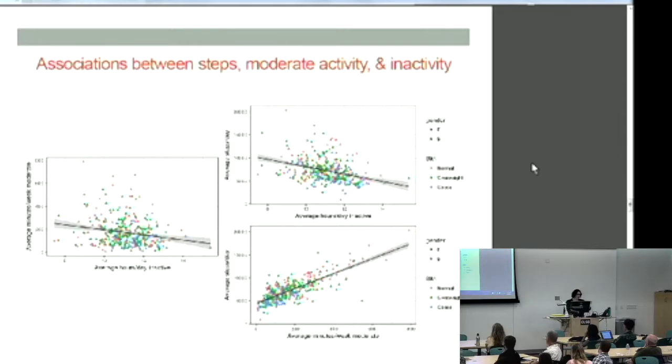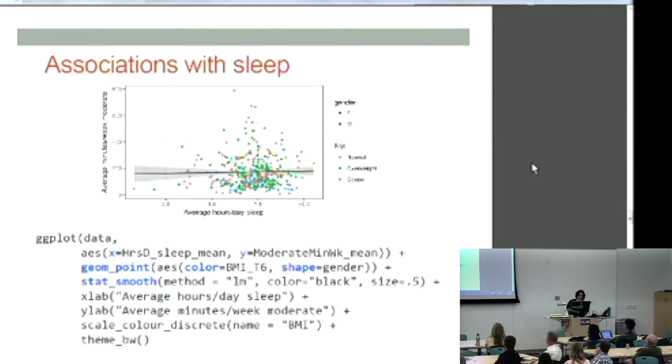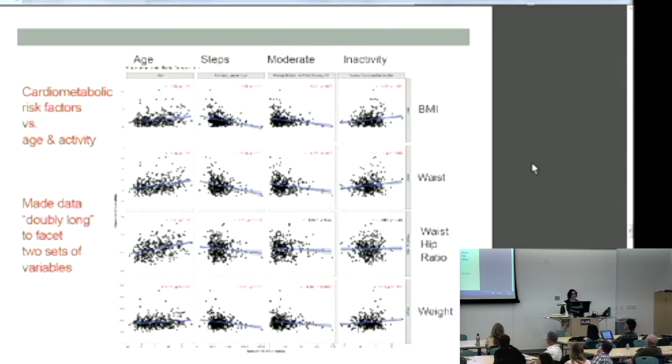ggplot let me do that. I could put different symbols, I can put different colors. Here's one with sleep. You can see there's not much relationship between sleep and moderate activity. Studying the sleep data was a whole separate project that I'm not going to focus on. But instead of using the colors and the shapes, you could also just do separate trend lines and start using faceting. I did a lot of that, like facet by BMI and facet by gender, for example, and then have separate trend lines.